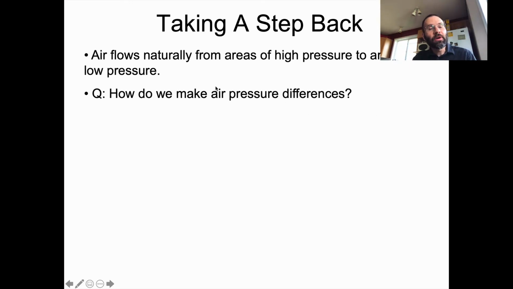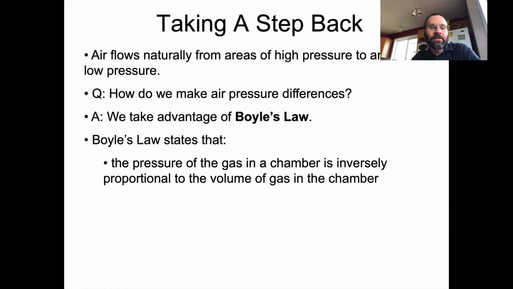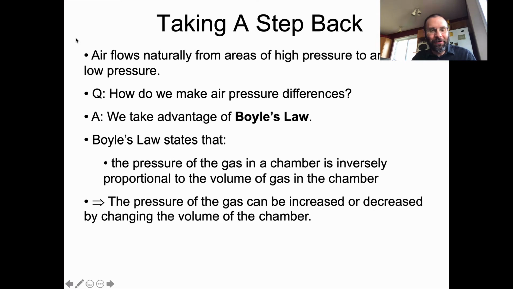How do we make those air pressure differences? We talked about this in 341. We take advantage of Boyle's law. And Boyle's law states that the pressure of a gas in a chamber is going to be inversely proportional to the volume of gas in a chamber. So we don't, in a sense, control the pressure of the gas directly. What we control directly using the equipment of our body is the volume of the gas in the chamber, because we can make those lungs bigger or smaller using various muscular actions, which we'll talk about.